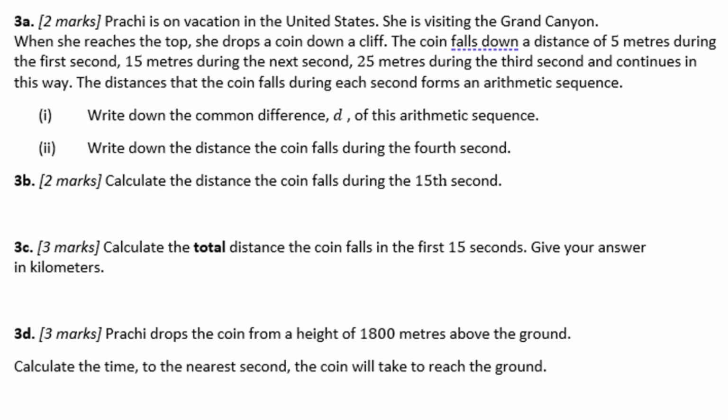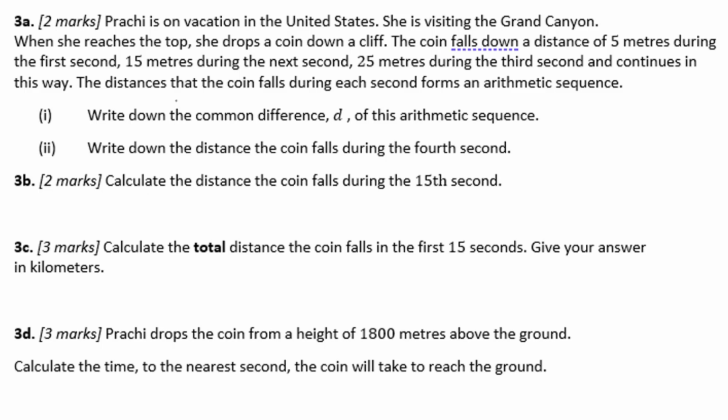Prentice is on vacation in the United States. She is visiting the Grand Canyon. When she reaches the top, she drops a coin down a cliff. The coin falls down a distance of 5 meters during the first second, 15 meters during the next second, 25 meters during the third second, and continues in this way. The distance that the coin falls during each second forms an arithmetic sequence.